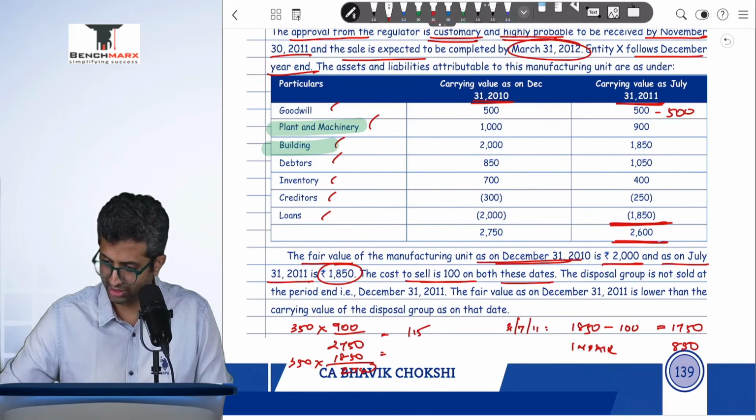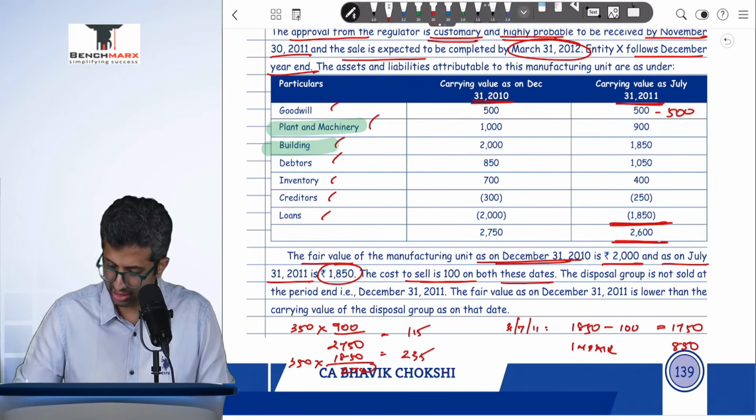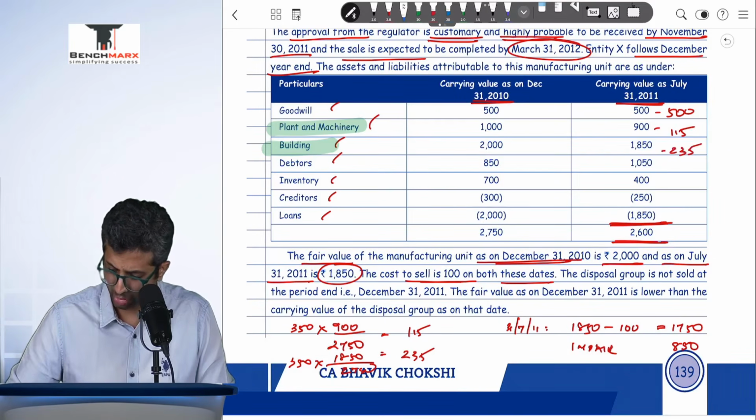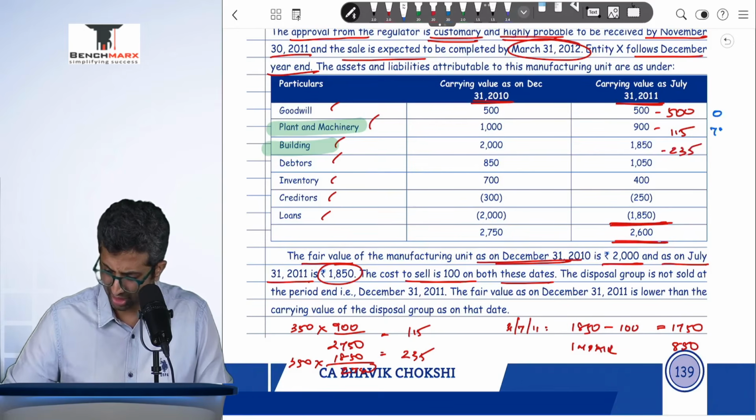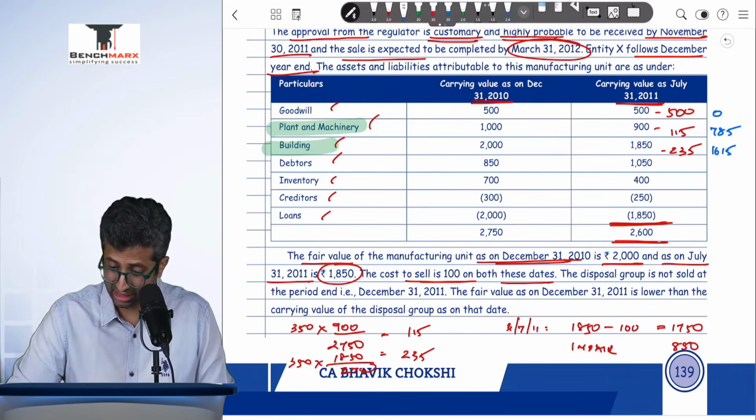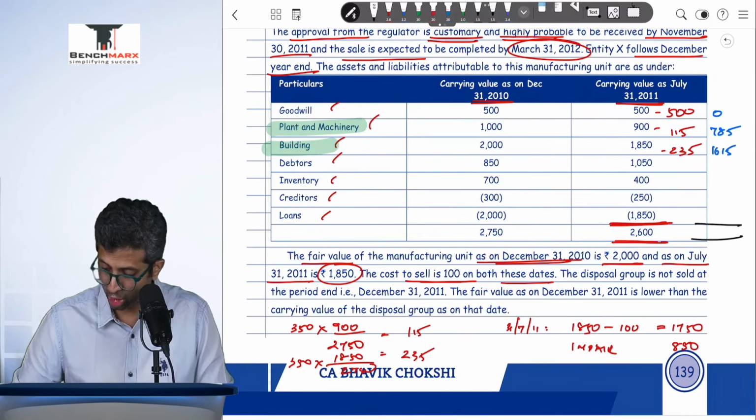350 into 1850 upon 2750, 235. And hence over here there will be a write-off of 115 and 235, and hence the revised balances would be 0 for goodwill, maybe 785 for your plant, 1850 minus 235, that is 1615 for your building, and everything else remains the same. And hence if you do this, your total, everything else remaining the same, 1050, 400, 250 and 1850. This comes to 1750.